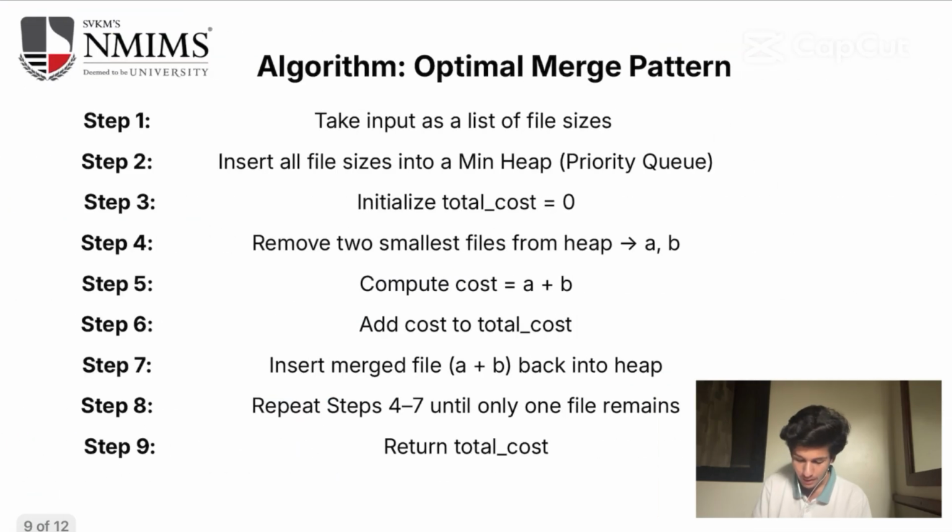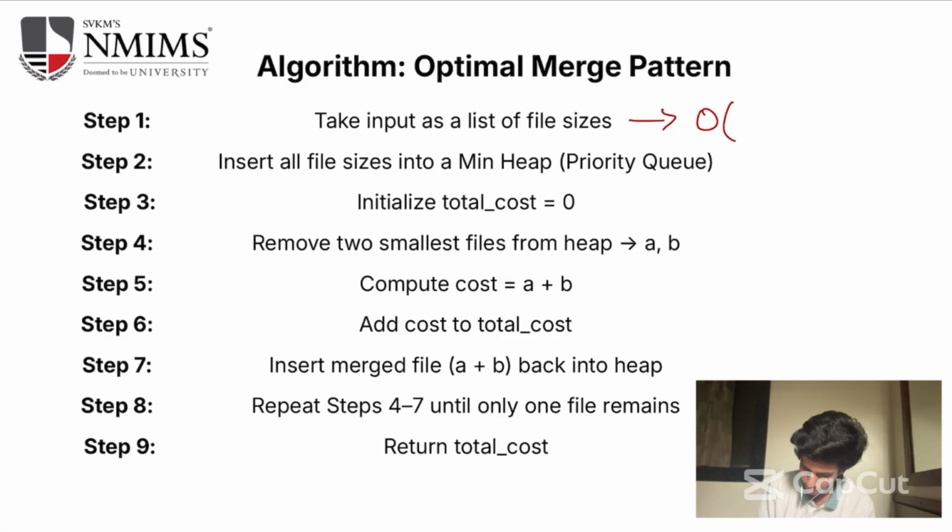Now moving ahead, the algorithm for optimal merge pattern. With the algorithm we'll calculate the time complexity for the optimal merge problem. Now for step 1, take input as a list of sizes. Here with this step, we'll get order of n time complexity. Now going to step 2, insert all the file sizes into a minimum heap or priority queue. From here we'll get order of log n.